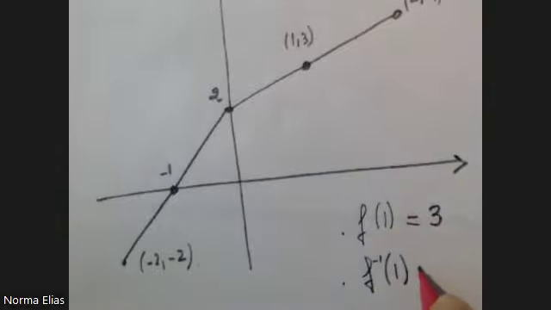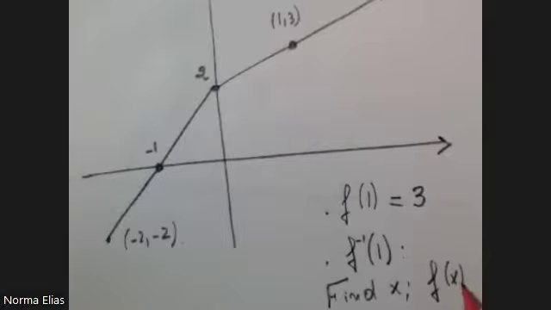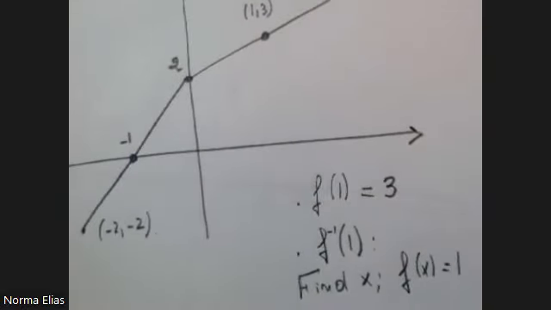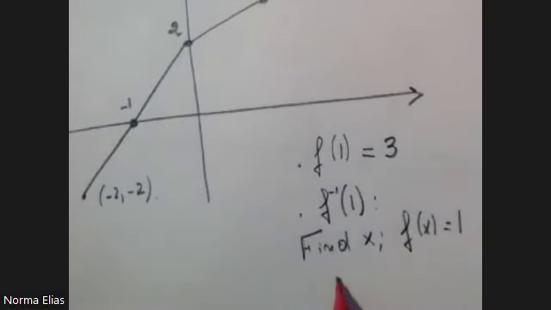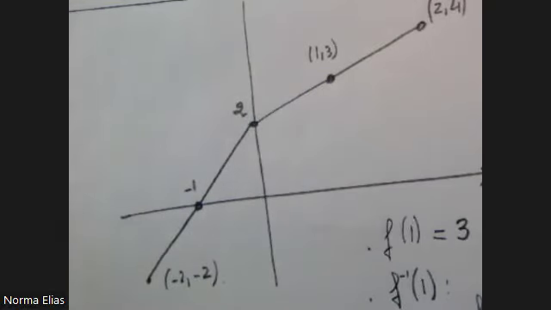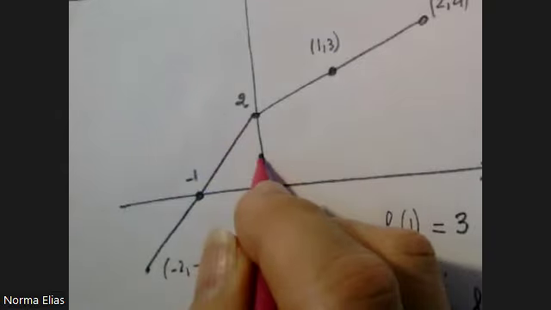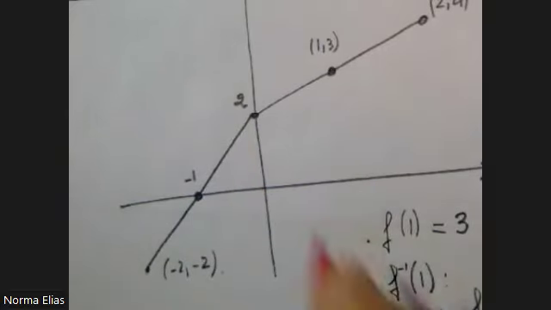So it means here I need to find the x. That's what f inverse of 1 means. I need to find the input x that f takes to 1. That's what f inverse of 1 is. It means, okay, what x does f take to 1? So I'm seeing 2. The output is 1. That's the output.